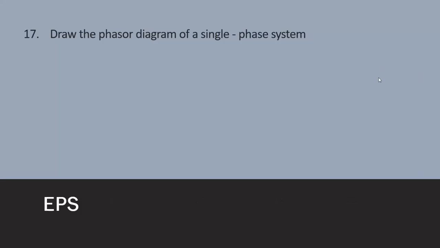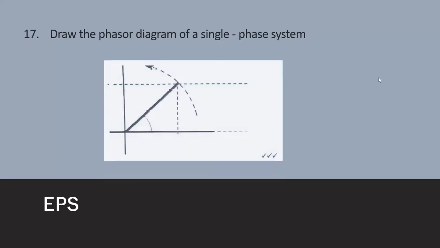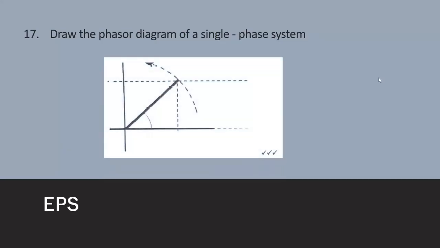Draw the phasor diagram of a single phase system. Okay, and because it is single phase, it has just one line with an angle, which is the phase angle. 3 marks for that drawing.